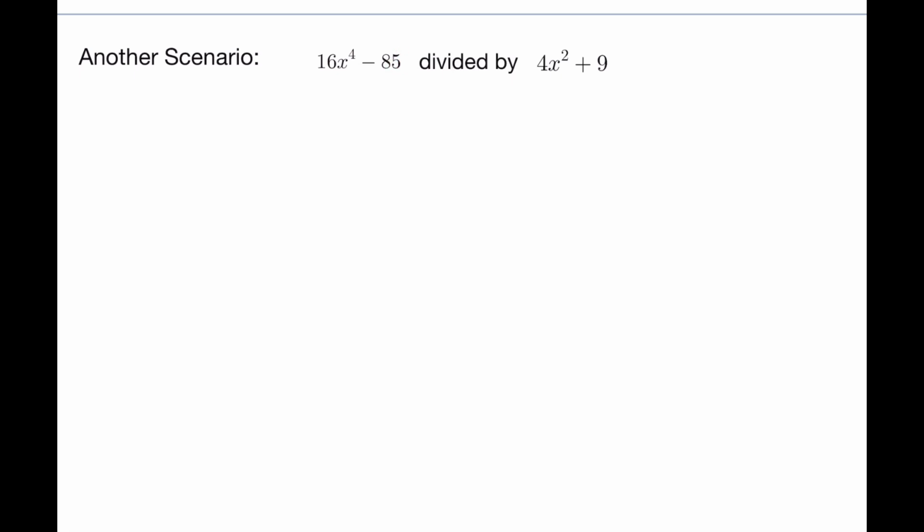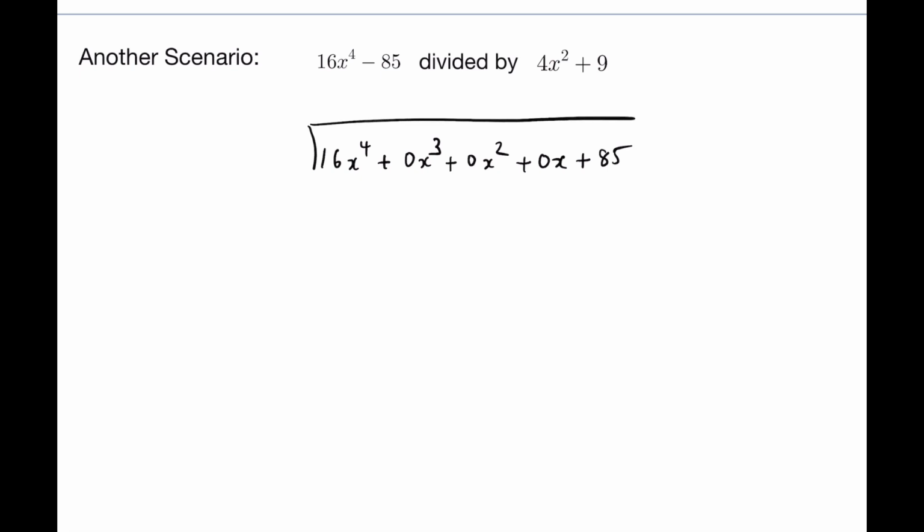When that happens, we need to write out all of the degrees in between, and here's what I mean. Let's take 16x to the fourth, and now we're going to add 0x to the third, the third degree, plus 0x squared, which is the second degree, plus 0x, which is the first degree, and then we're going to write minus 85. We're going to divide this entire polynomial by 4x squared plus 9.